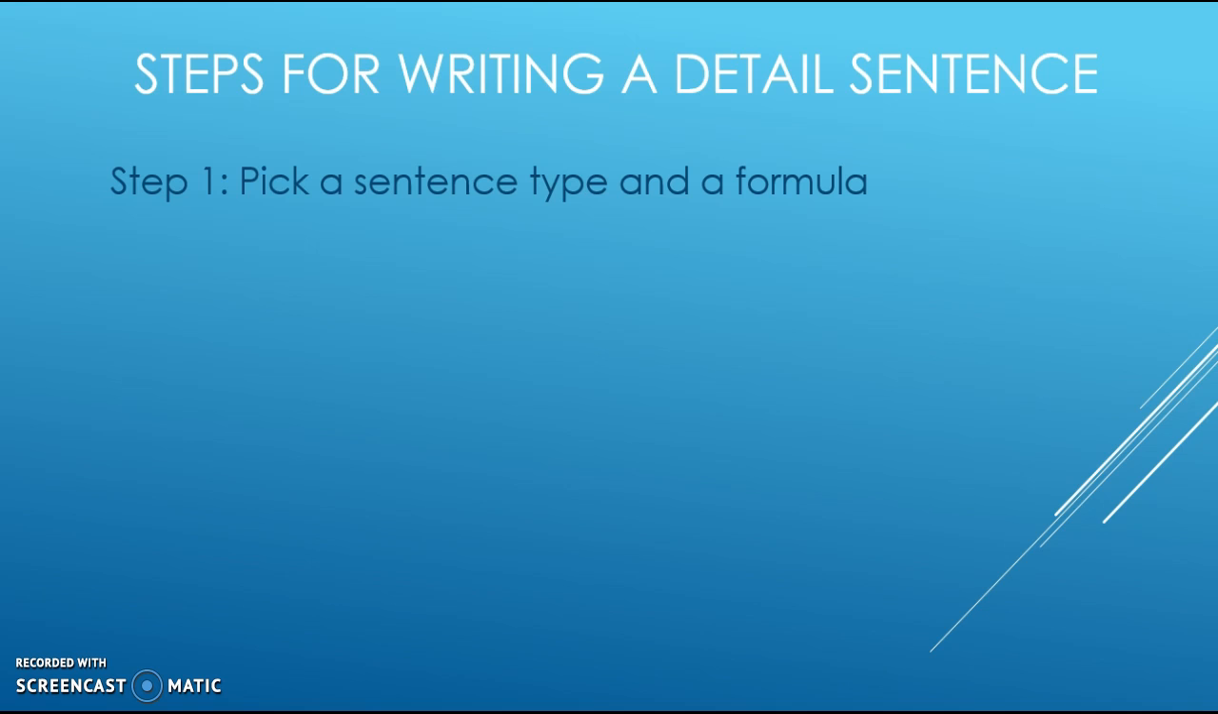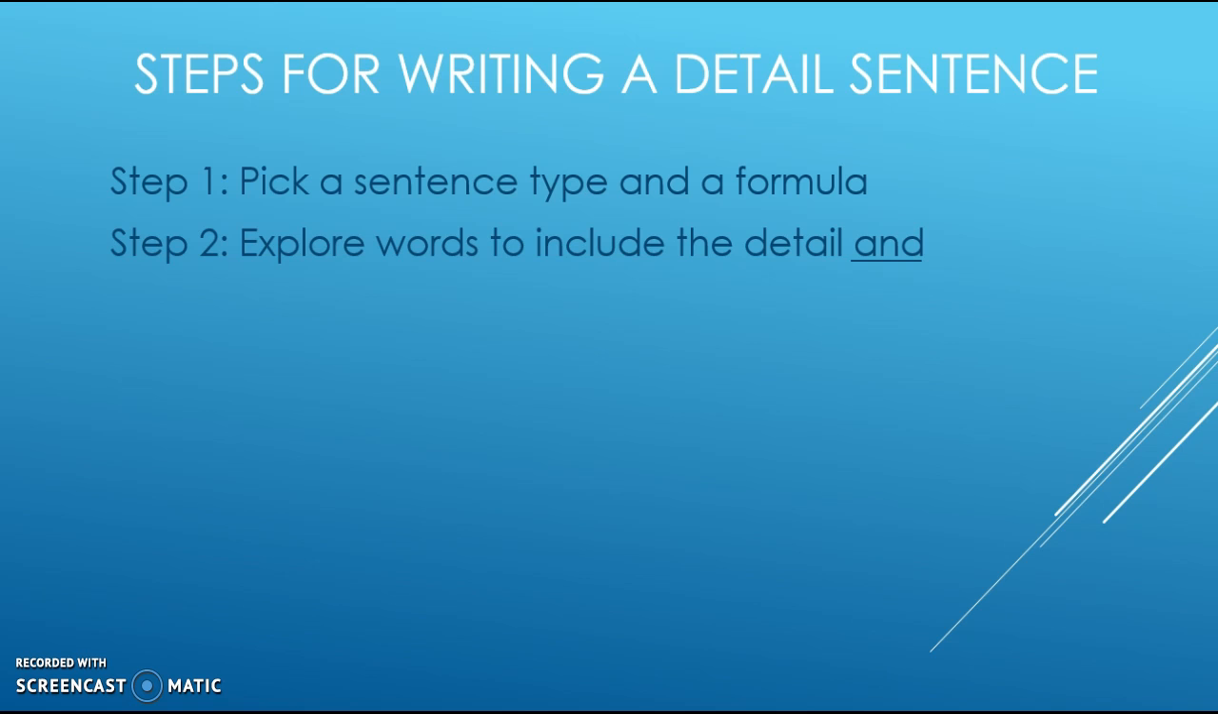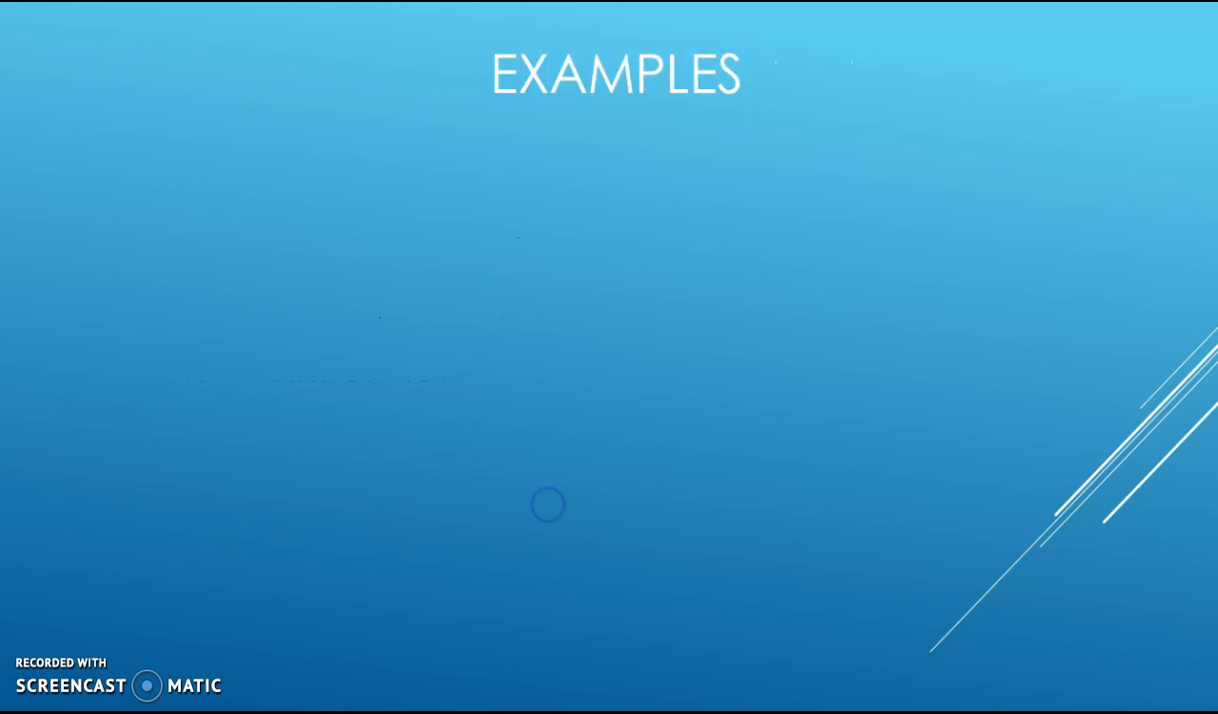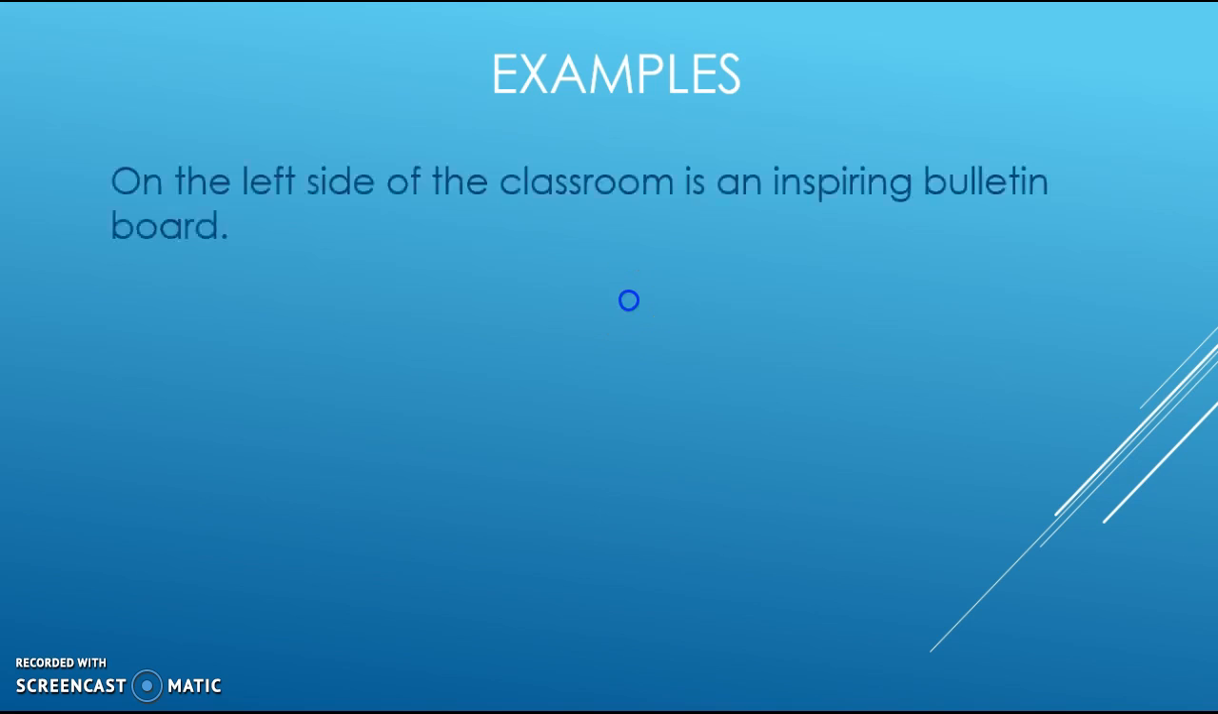All right. And then we're going to need to make sure we explore the words to include in the detail and include a transition word if it is introducing a detail. Pick the point of view, which we already did. We're going with third person point of view and present tense. All right, so then we need to note our words, which is where we write our sentences. And then we'll need to make sure we search and check. So I did a few examples here. I didn't do a lot because I don't want to take forever with this. I want to get you working on things as quickly as we can.